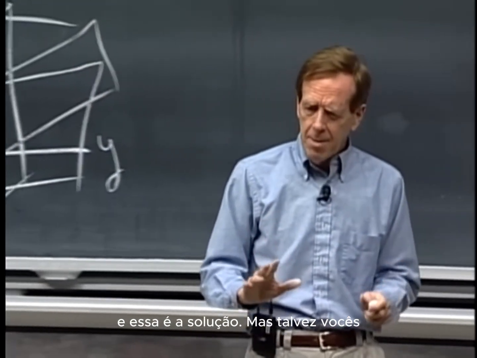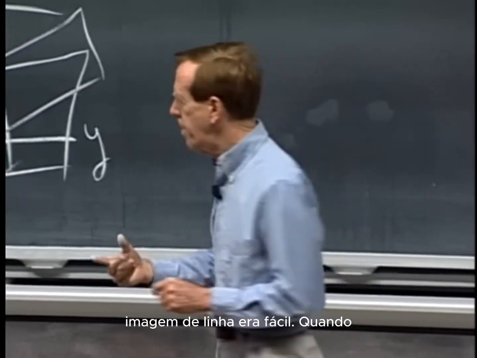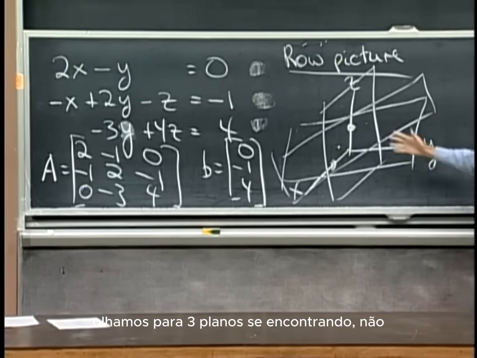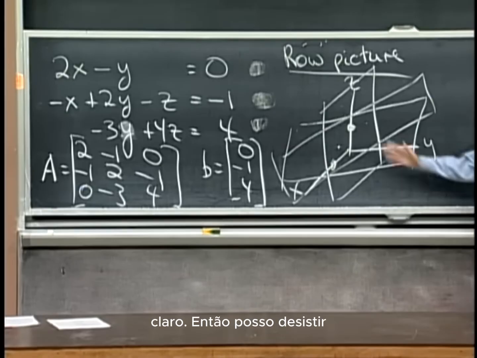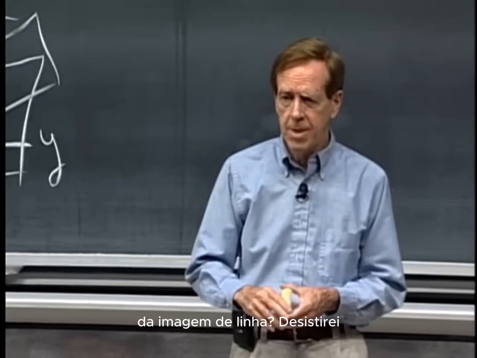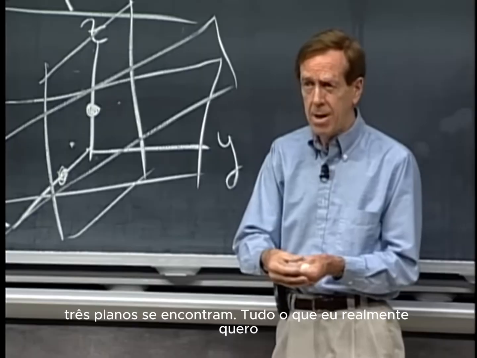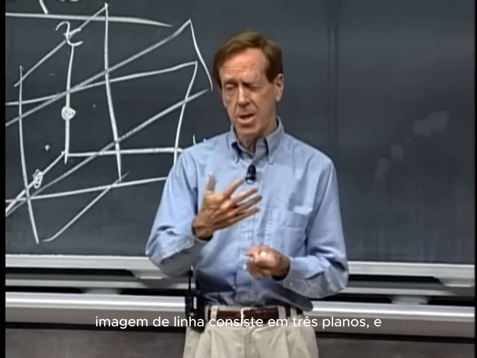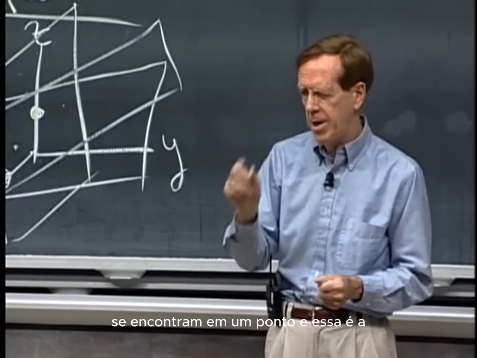But maybe you can see that this row picture is getting a little hard to see. The row picture was a cinch when we looked at two lines meeting. When we look at 3 planes meeting, it's not so clear, and in 4 dimensions, probably a little less clear. So, can I quit on the row picture? I'll quit on the row picture before I've successfully found the point where the 3 planes meet. All I really want to see is that the row picture consists of 3 planes, and if everything works right, 3 planes meet in one point, and that's the solution.